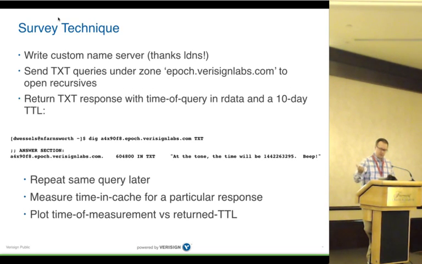So I returned a text record, and in that text record is a timestamp representing the time that the query was received at the authoritative server. And I also have the TTL record that gets returned from the cache. And I know the time that I made the query. And with these three measurements, I can perform some interesting analyses.